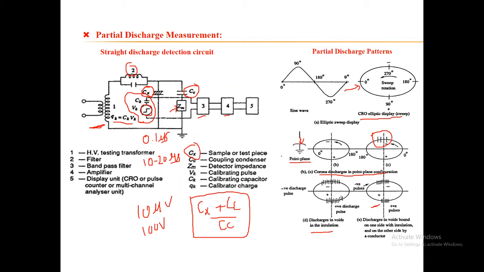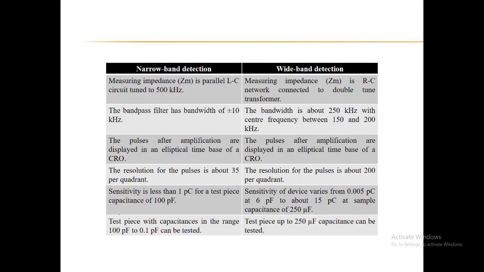In the case of discharge detection, again there are two possibilities. Either you can go with narrow band detection or the wide band detection. In narrow band detection, the measuring impedance will be a parallel LC circuit tuned to 500 kilohertz. In the case of wide band, the measuring impedance is actually the RC network connected to a doubly tuned transformer. In the narrow band detection scheme, the band pass filter has a bandwidth of plus or minus 10 kilohertz, whereas in wide band detection, the bandwidth is about 250 kilohertz with center frequency between 150 and 200 kilohertz.